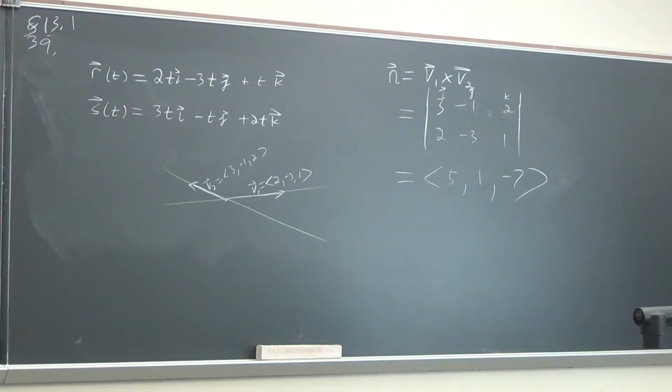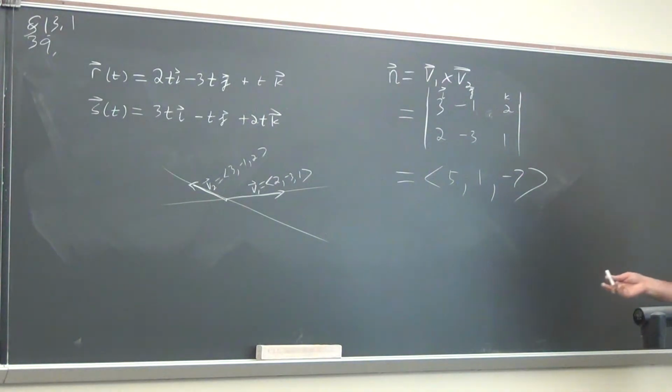So for a plane, again, we need a direction. This time it's a normal direction, right? And then we need a point. And so what's the point? There's an easy one. Can you just use the intersection point? Well, you could find the intersection point. You don't actually have to though, right?